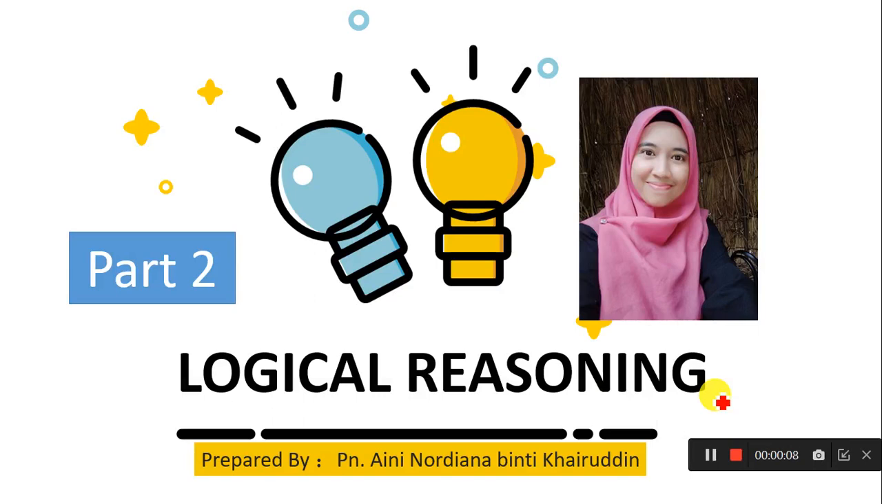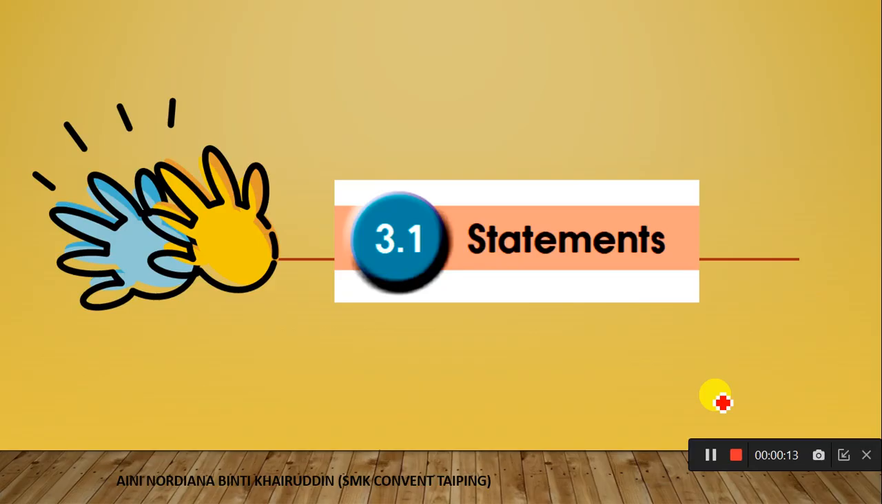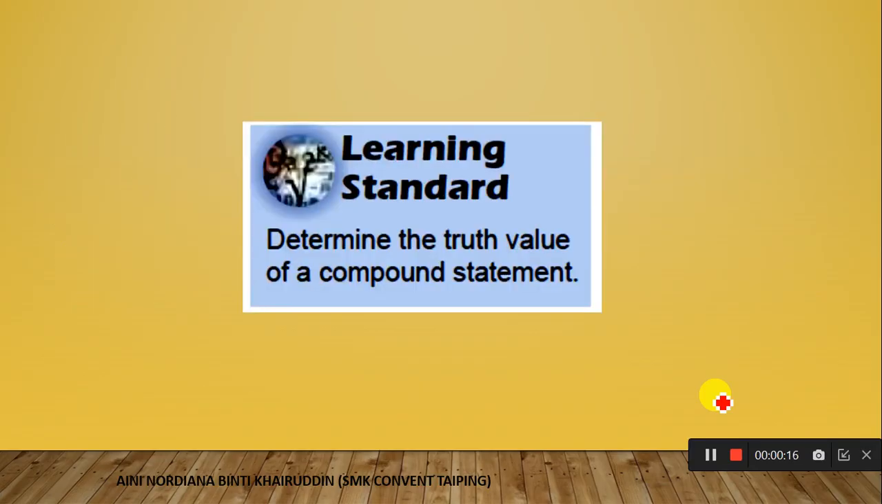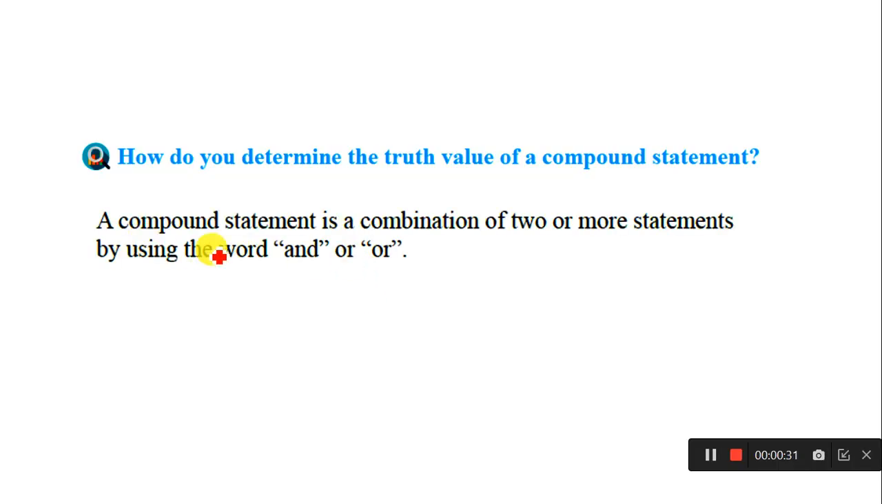So this is logical reasoning, chapter 3 from 4, and this is part 2. Okay, still in statement. Our learning standard for this video: determine the truth value of a compound statement. This is the new thing, compound statement. What is a compound statement? A compound statement is a combination of two or more statements by using the word "and" or "or".